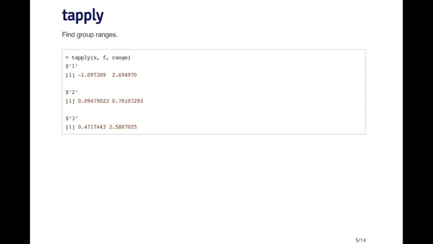I can pass it a slightly more complicated summary statistic. So here, instead of calculating the mean, which returns 1 number, I'm going to calculate the range of observations. So this gives me the min and the max of the observations within that subset of the vector x. And so here I'm getting a list where each element is a vector of length 2.